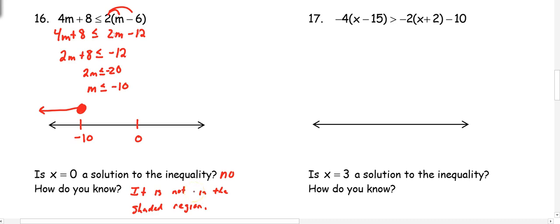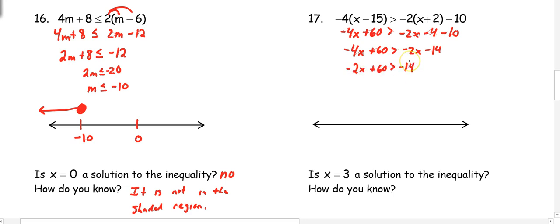Number 17, when I solve for x, I have negative 4x plus 60 is greater than negative 2x minus 4 minus 10. So I can combine like terms. Negative 4x plus 60 is greater than negative 2x minus 14. I can add 2x to both sides. Negative 2x plus 60 is greater than negative 14. When I subtract 60 from both sides, I get negative 2x is greater than negative 74. When I divide by negative 2, remember yesterday, when we divide by a negative number, we have to flip our inequality signs. We have x is less than 37.